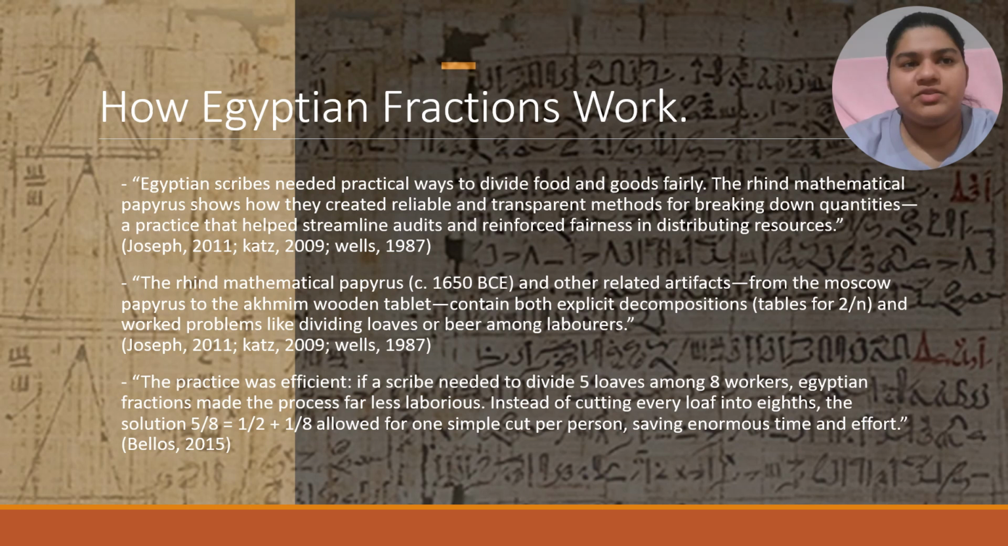How did these Egyptian fractions work? Unlike our modern fractions, Egyptians almost always used sums of fractions with a numerator of 1. For example, 7/15 would be written as 1/3 plus 1/5. Egyptian scribes needed practical ways to divide food and goods fairly. The Rhind Mathematical Papyrus shows how they created reliable and transparent methods for breaking down quantities, a practice that helped streamline audits and reinforce fairness in distributing resources.